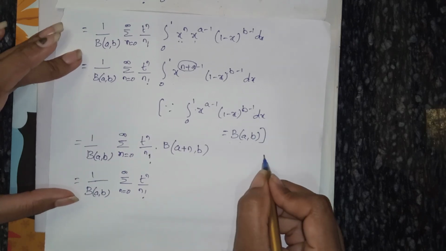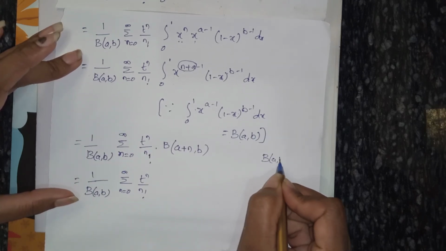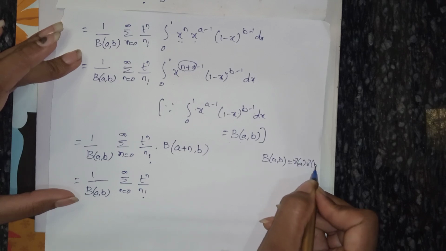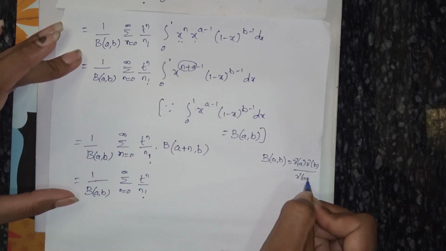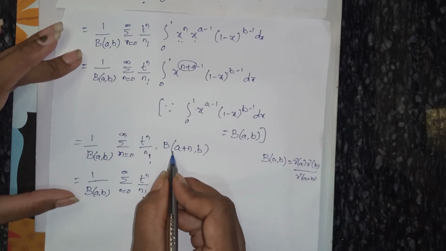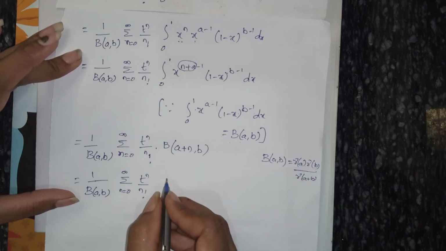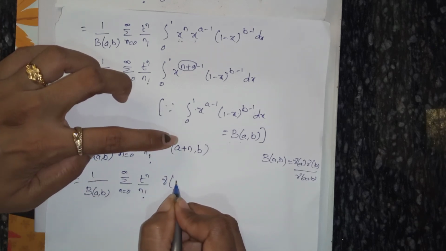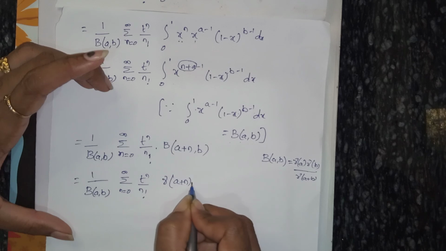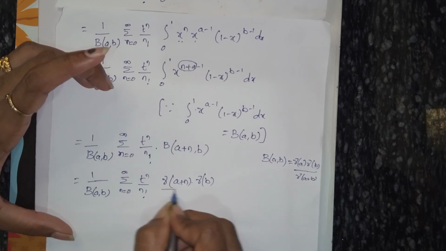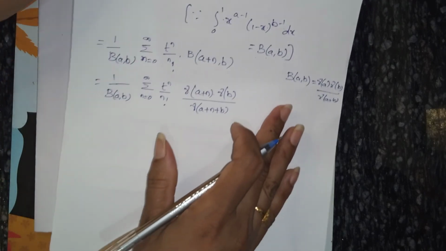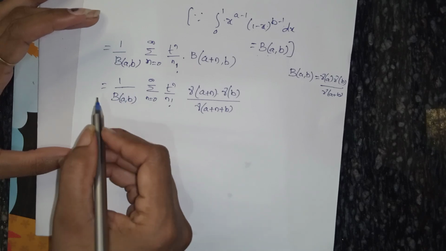Again this is in the form of B(a, b). What can we write? B(a, b) equals gamma of a into gamma of b by gamma of a plus b. Isn't it? So here I am going to use this formula. That is nothing but gamma of a plus n into gamma of b by gamma of a plus n plus b. Okay, hope you understand.